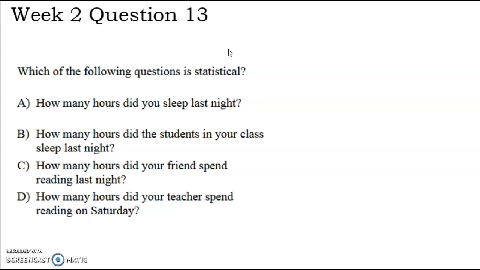I need to go to multiple people to ask this question so I can say, oh, Johnny slept 8 and Cassie slept 10 and Victoria slept 11 and things like that. That's how statistical data works. So it would have to be B, asking all of the students how they slept, not just one person.